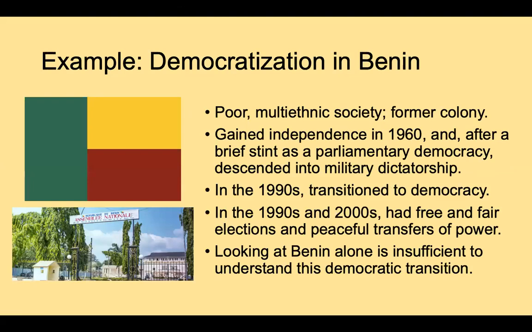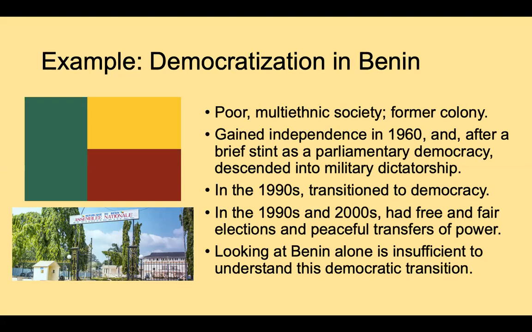Now, let's take a look at another example that is in Africa and is also a useful way for us to take a look at the need for comparison. So in Africa, West Africa to be specific, you'll find the country of Benin. Benin is a poor multi-ethnic society. It's a former French colony that wrestles with the legacies of colonial rule. Benin gained independence in 1960 and briefly was a fragile parliamentary democracy, but soon descended into military dictatorship. Still, 30 years later, in the 1990s, the country transitioned to democracy.